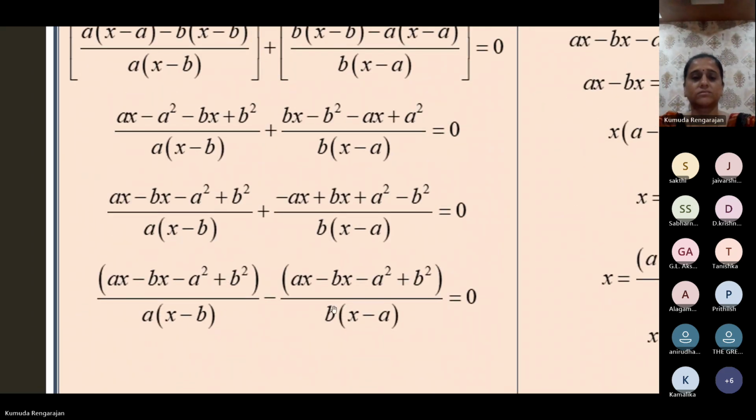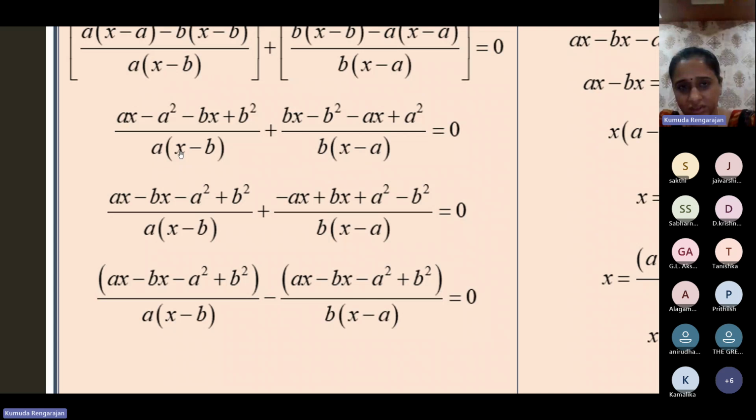Now you can see denominators have not disturbed. Multiply and open the bracket in the numerator. So ax minus a square minus bx plus b square. Here bx minus b square minus ax plus a square is equal to 0. All right. Now, actually, we have the same terms in the numerator. The signs may be different. We'll just check them. Ax minus bx plus bx minus a square plus a square plus b square minus b square.